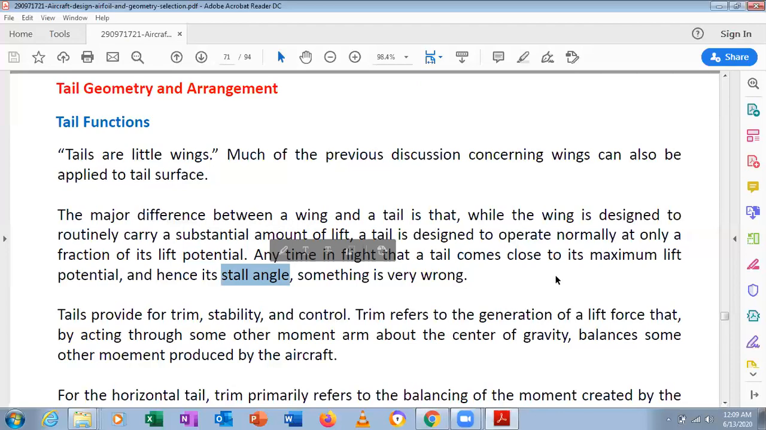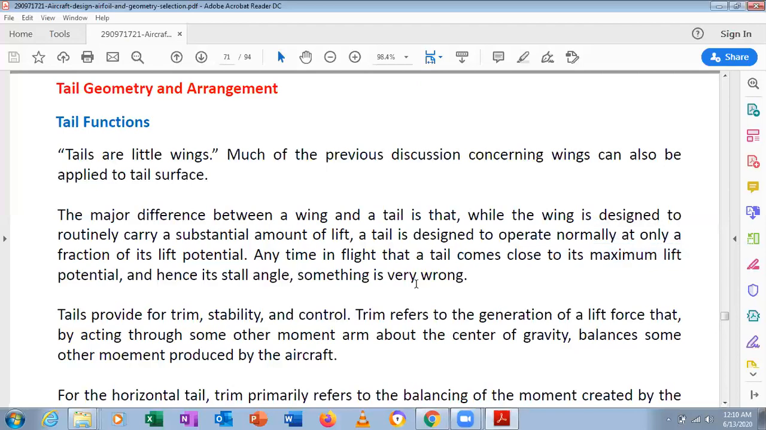Once the tail comes to its maximum lift, it means that at a higher angle of attack, where the maximum lift is reached, once it crosses that angle the lift will reduce and the drag will be higher. Hence it's called the stall angle. At that time the stability of the aircraft will not be there. So you have to take the tail into consideration also.